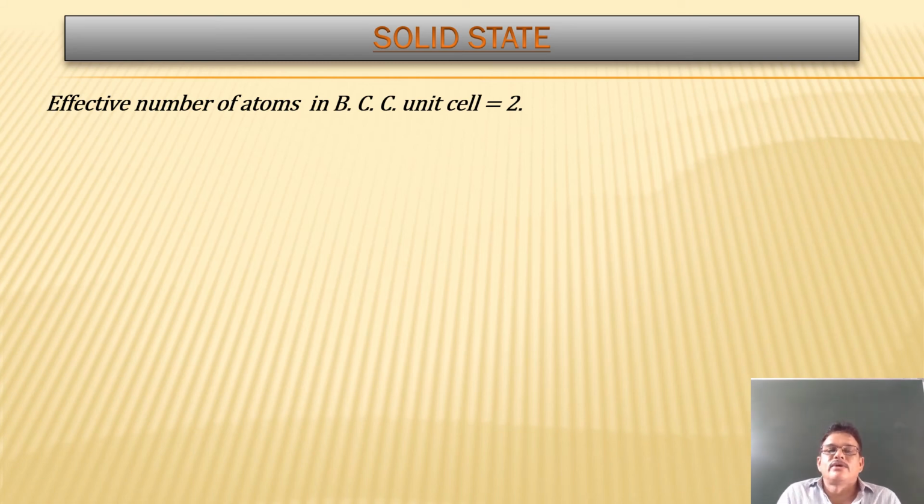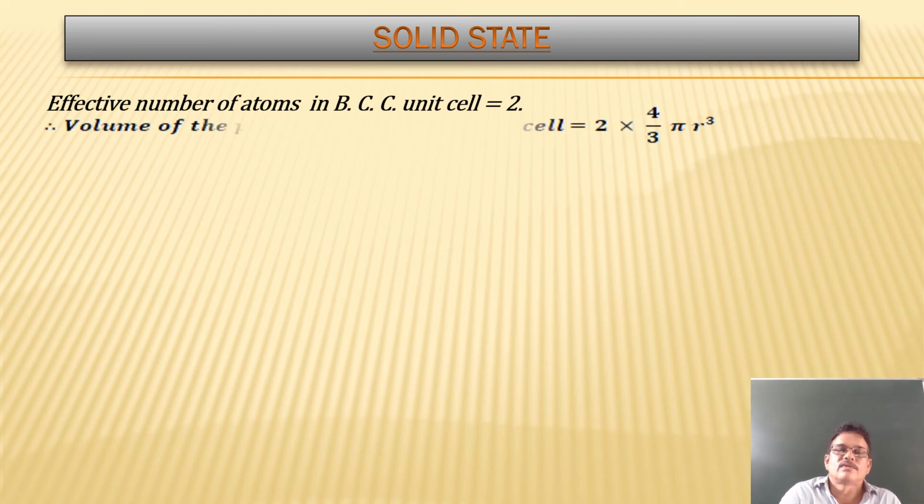In body-centered cubic unit cell, 8 corners are occupied by 8 particles and one is at the body center. So the contribution of corner particle is 8 into 1 by 8, that is equal to 1, and the body-centered particle's share is 1 for the unit cell. It cannot be shared by other unit cells, so it completely belongs to one unit cell, so its share is 1. So from corner points the contribution is 1, and from the body centered point it is 1. So 1 plus 1, 2, right?